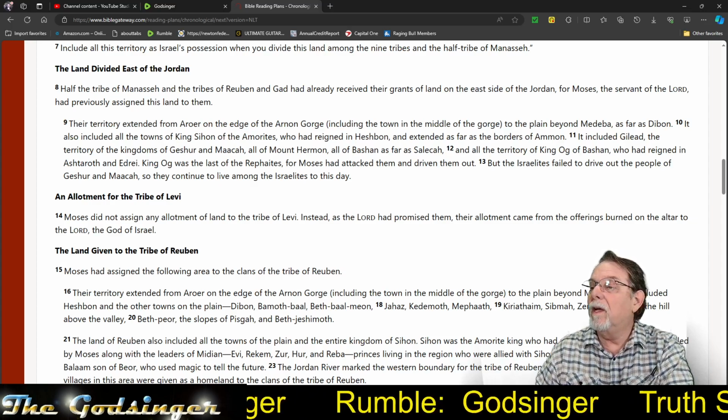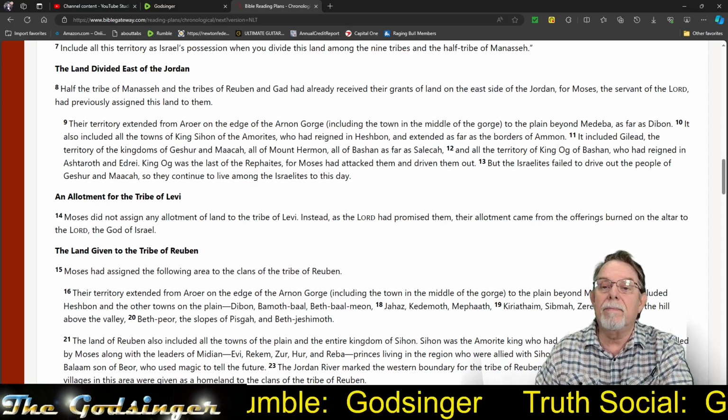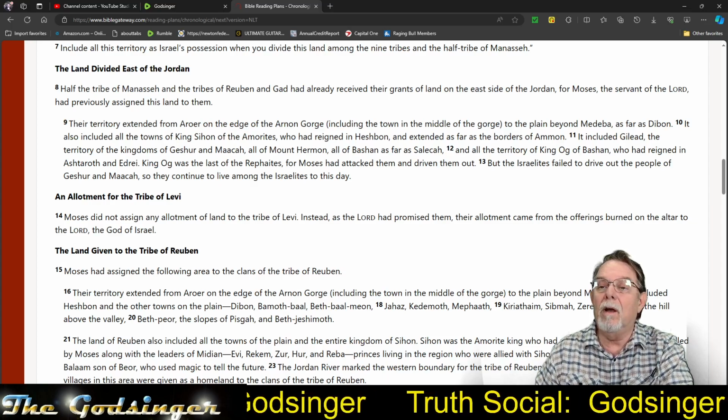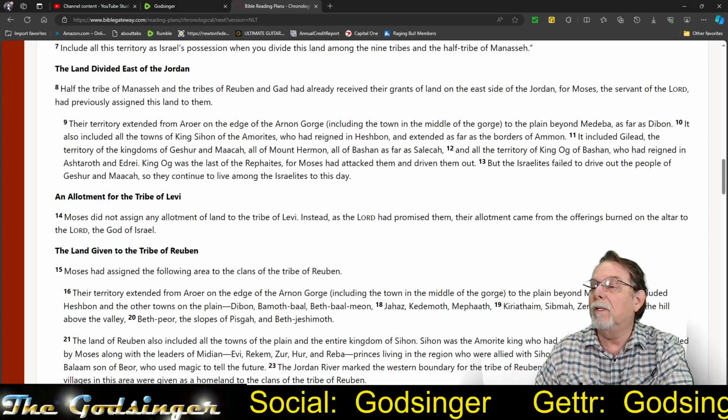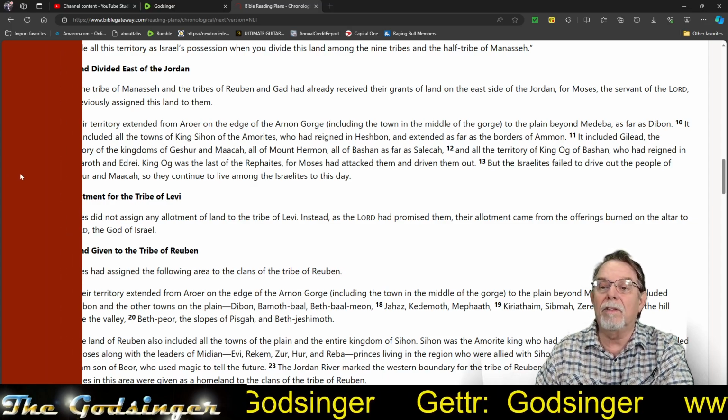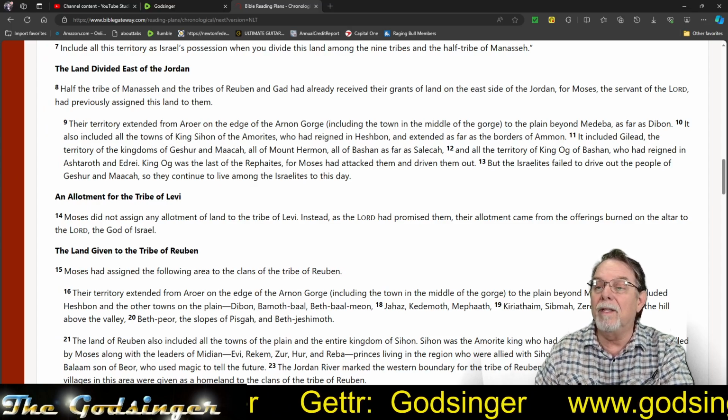And all the territory of King Og of Bashan, who had reigned in Ashtaroth and Edrei. King Og was the last of the Rephaites, for Moses had attacked them and driven them out. But the Israelites failed to drive out the people of Gesher and Machal, so they continue to live among the Israelites to this day.